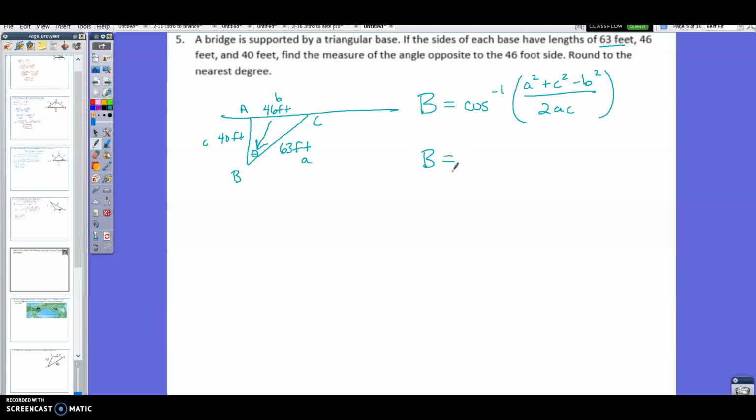So, just like the other problems so far, we're just basically going to plug in what they gave us. So, let's see, A was 63, C is 40, and B is 46. That's over 2 times A times C. So all we have to do now is to basically plug all of that into the formula, and we'll get our answer in degrees. And this one wants us to round it to the nearest degree.